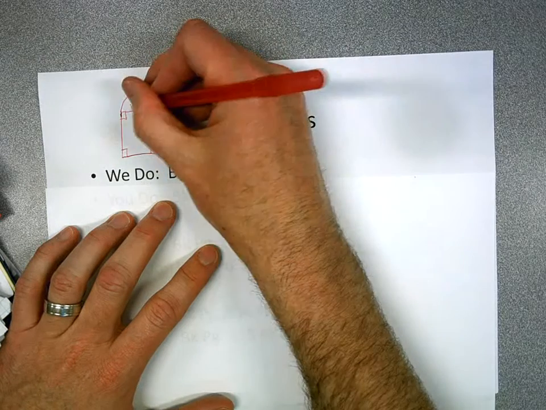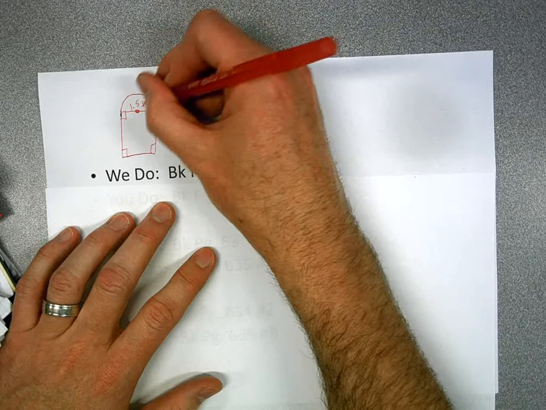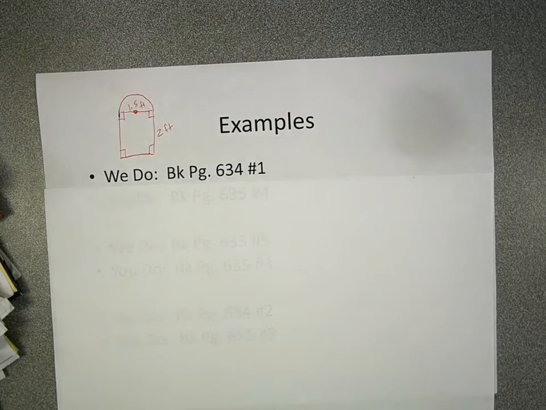We have a shape that, if you're a basketball fan, appears to be part of a basketball court, even though it's not. The little squares obviously are showing right angles, which is telling us it's a rectangle.